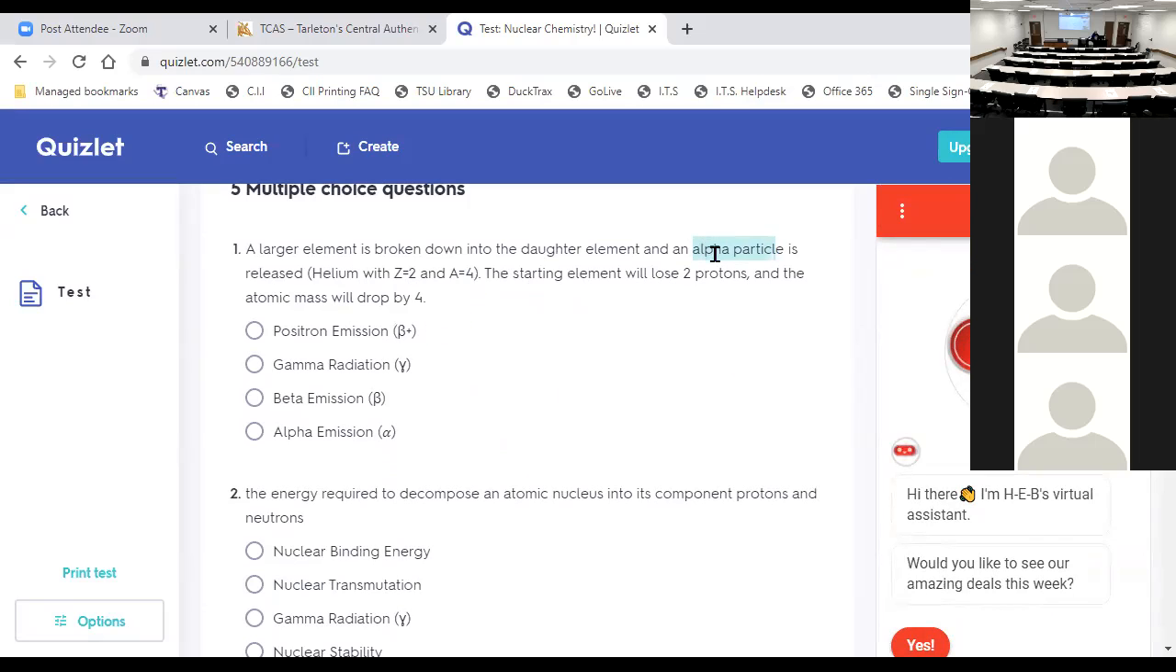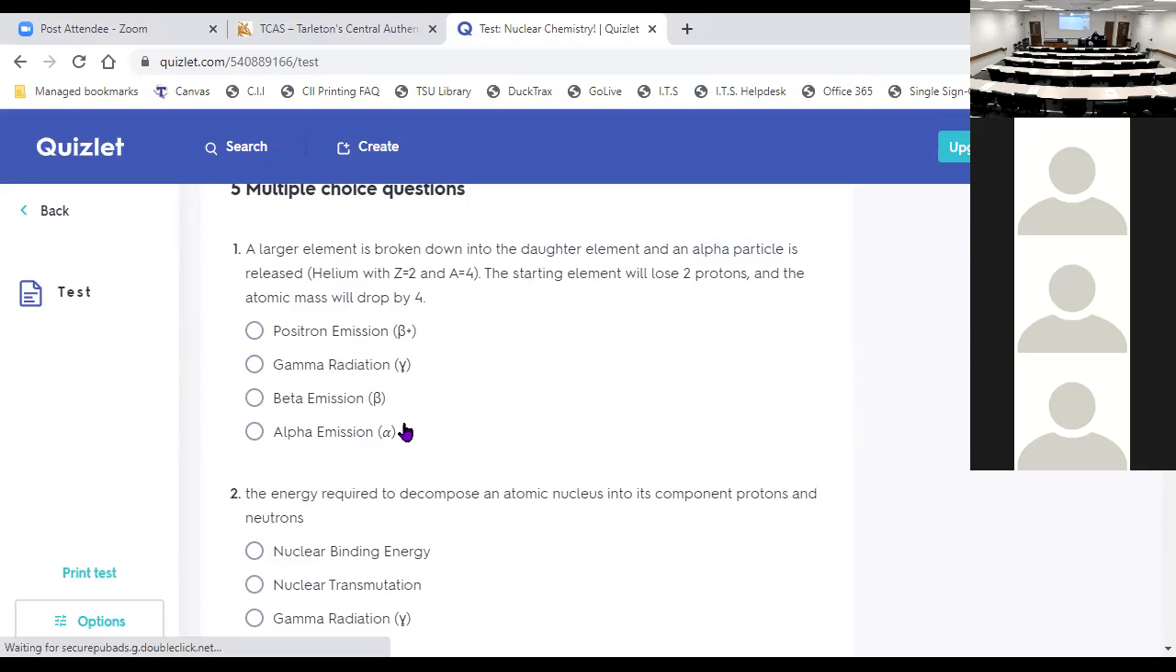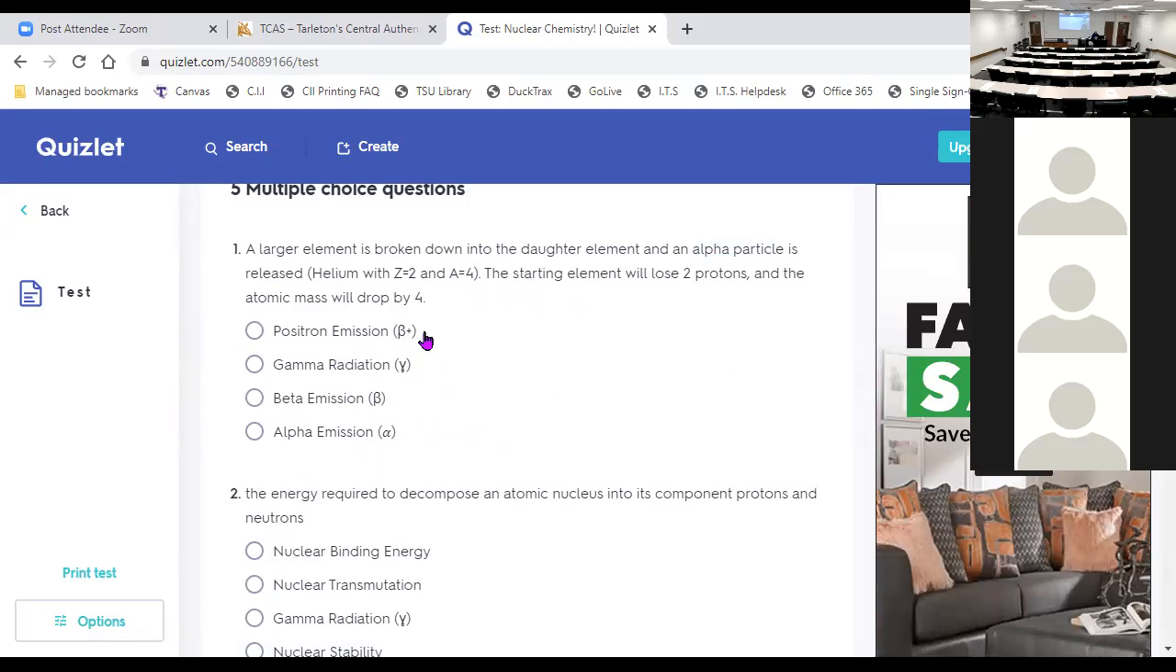And if you remember the alpha particle, which one of these does it go with? Give me a guess. Would it be alpha emission? Yep. So it's pretty self-explanatory. When it releases an alpha particle, that just pairs directly with alpha emission. And the important thing to remember here is just that the alpha particle is a helium with 2 protons and 2 neutrons. And I do need to open up a Word document for that.